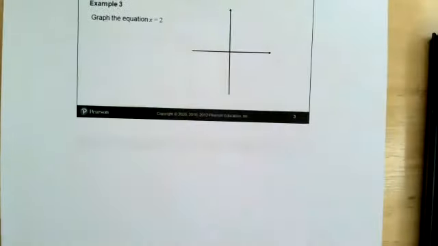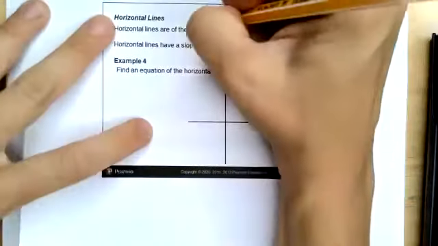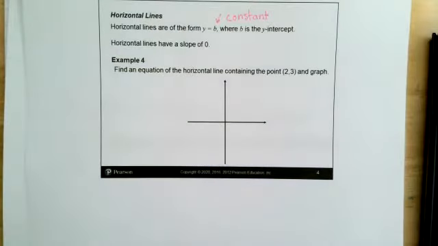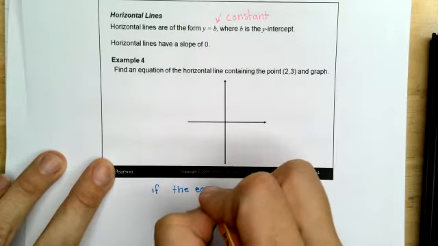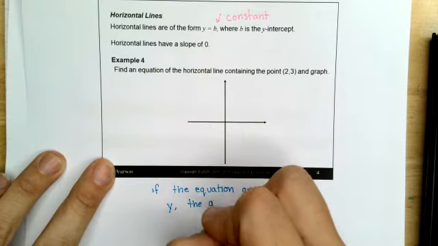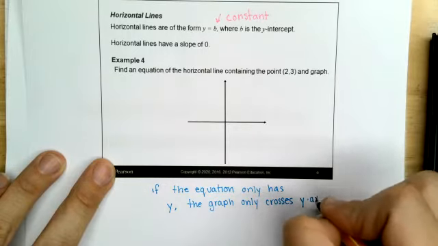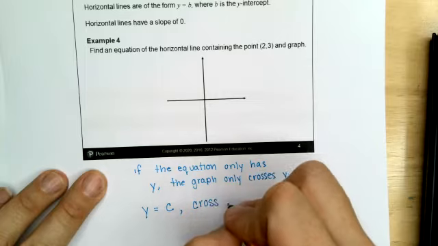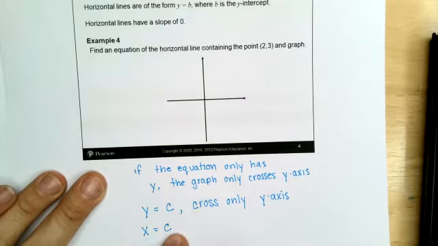Okay, and then we're going to talk about horizontal lines. Vertical lines have x equals a constant. Horizontal lines have y equals a constant. The easiest way for me to remember this is that if the equation only has y, the graph only crosses y. So for y equals a constant, it will cross only the y-axis.